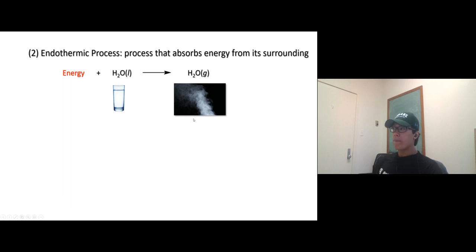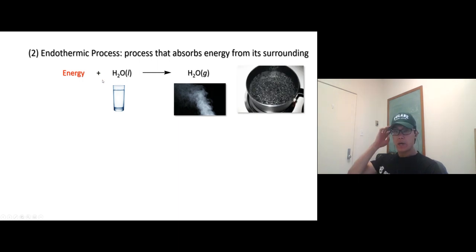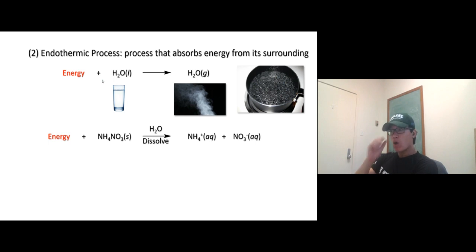So it's a process that absorbs energy from its surrounding. Okay. This one, for example, so converting liquid water to a gas, to a vapor. So you have to heat it up. Right. So just like boiling water, or some type of chemical. So this one is ammonium nitrate. Once it dissolves with water, it will absorb some amount of heat and become ammonium ion and nitrate ion. They just dissolving process. All right.